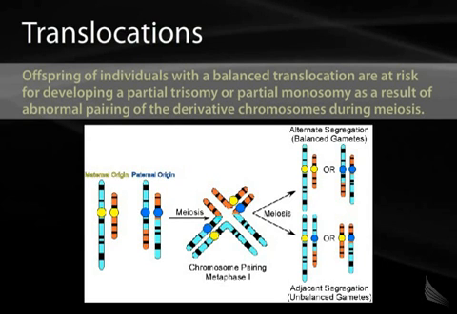We see that if we get either one of these cases, we'll end up with a loss of material. In that first case, we'd end up with a loss of orange, and in that second case, we'd end up with a loss of some of the blue. So this is how we end up with partial trisomies or partial monosomies as a result of abnormal pairing.